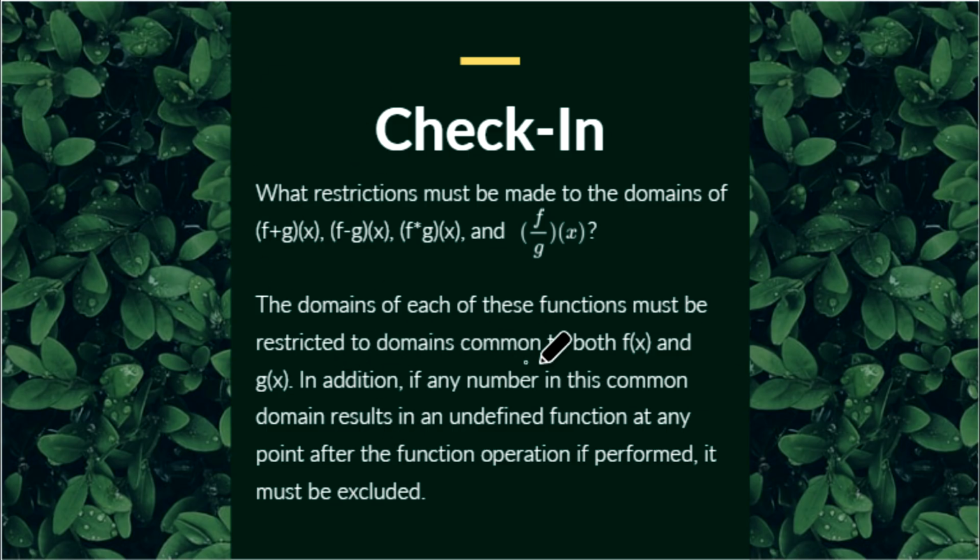In addition, if any number in this common domain results in an undefined function, which means it's over 0, at any point after the function operation is performed, it must be excluded. So with this one, if you end up with a 0 on the bottom of the fraction, wrong number, can't be in there. All right, don't stress, it's not this hard at the end.